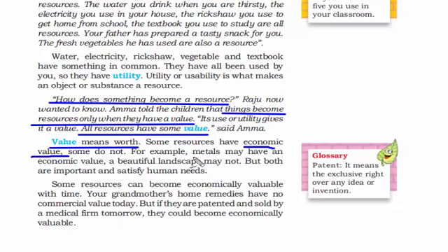Let's take a little smaller example. For example, metals may have an economic value, but a beautiful landscape may not. So metals, iron, aluminium, nickel, they have economic value. You don't get them for free. And the reason you don't get them for free is because you use these metals to make important things like machinery, buildings, pillars, cars, household stuff.